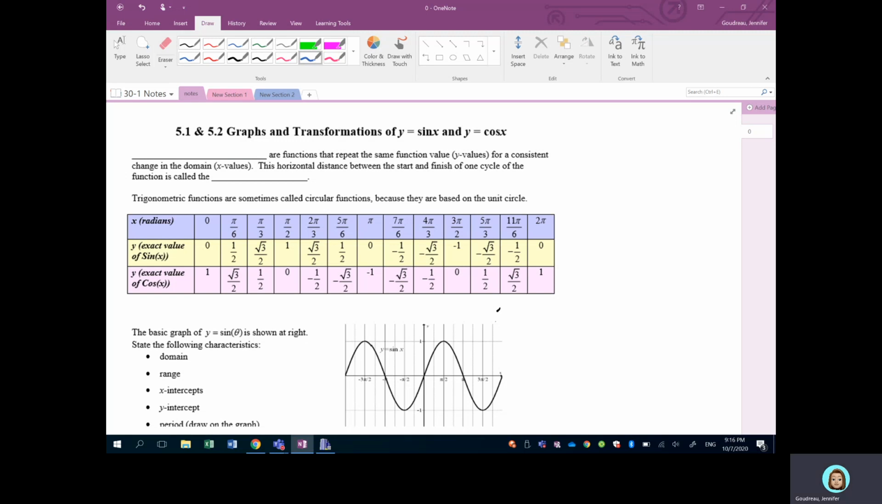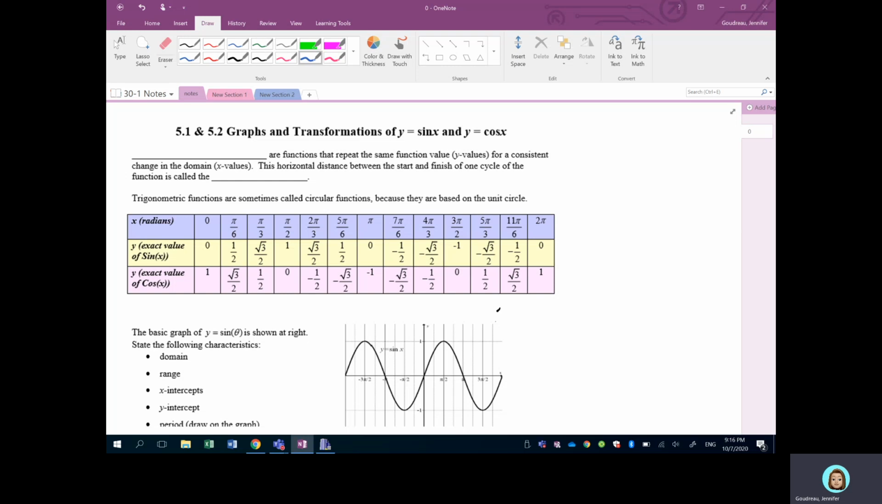In Chapter 5, we are looking at the graphs of trig functions. We are going to look at what the graphs of y equals sine x and y equals cosine x look like. We're going to look at what their major characteristics are. We're going to look at what happens to those characteristics and the graph when they are transformed.